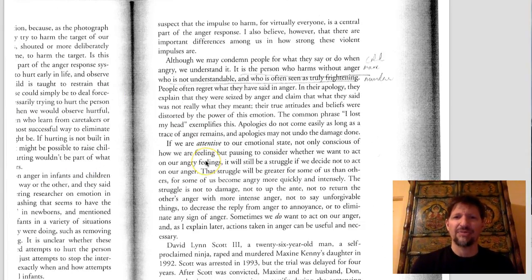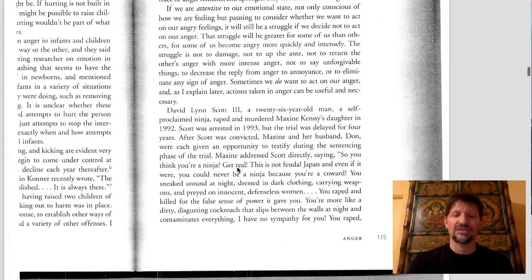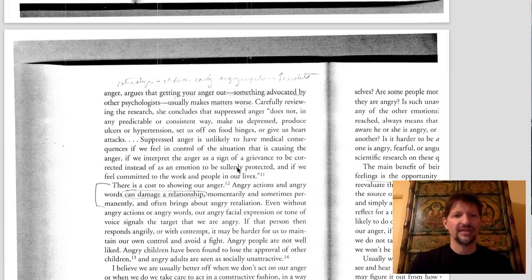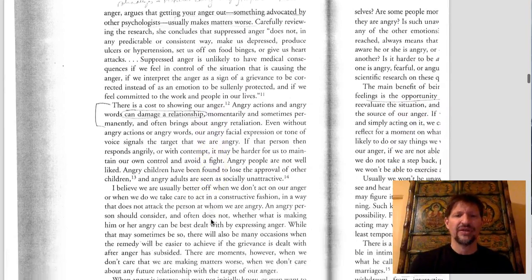books and academic papers. And again, this is an interesting point, that it's a person who harms without anger who is not understandable and who we often see as truly frightening. Like the mass murderer who everyone thought was a nice guy, kept to himself, and all of a sudden, bam, or some of these school shootings were the same kind of thing. They tended to be loners, and then all of a sudden they exploded without any real sign.